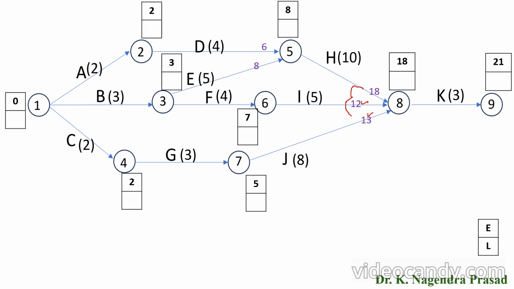Next we have to determine the latest event time by the backward pass computation. In the backward pass computation, we have to start with the end event. Here the end event is 9, and we consider the latest event time equal to the earliest event time. So here the earliest finish time is 21. Same thing, we consider the latest finishing time at event 9 as 21.